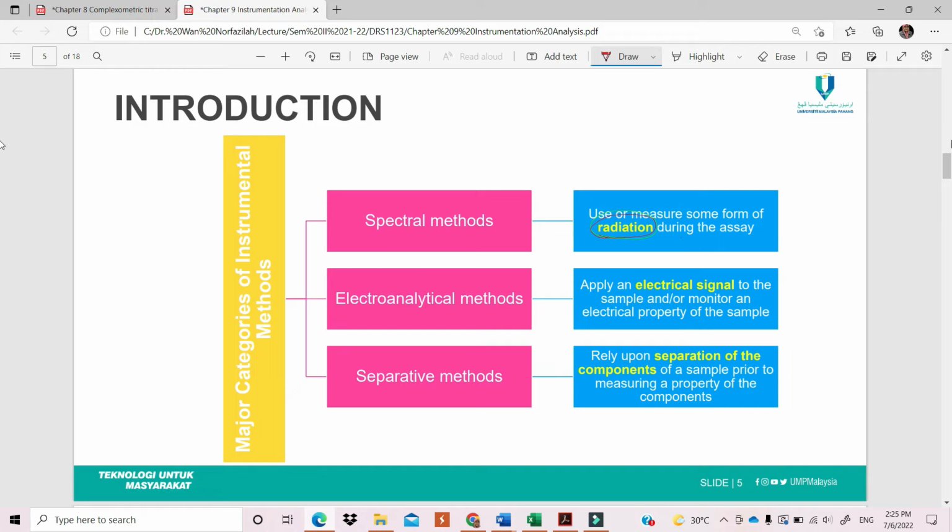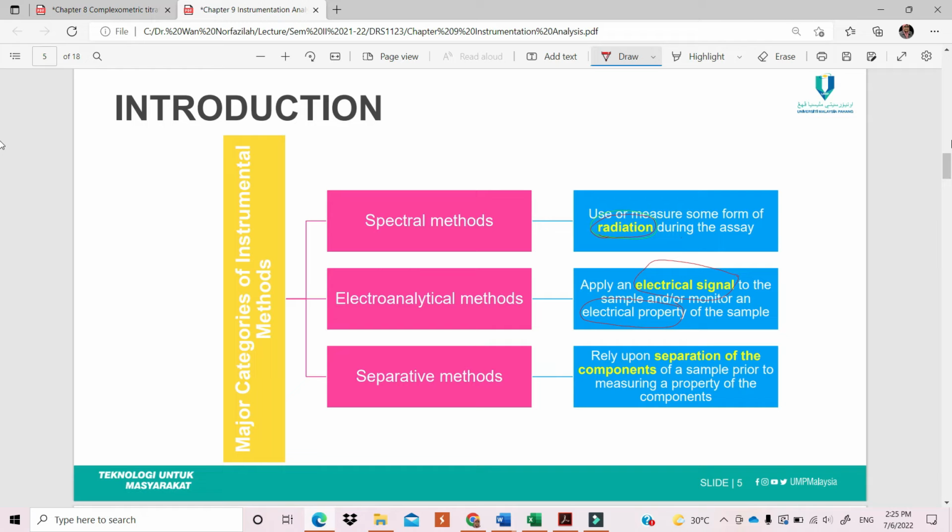Next, if the instrument applies an electrical signal to the sample and or monitors an electrical property of the sample, any instrument that applies an electrical signal, or you monitor the sample using the electrical property, so it is under electroanalytical methods.